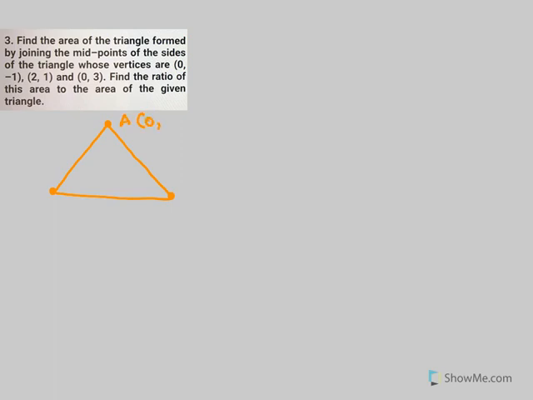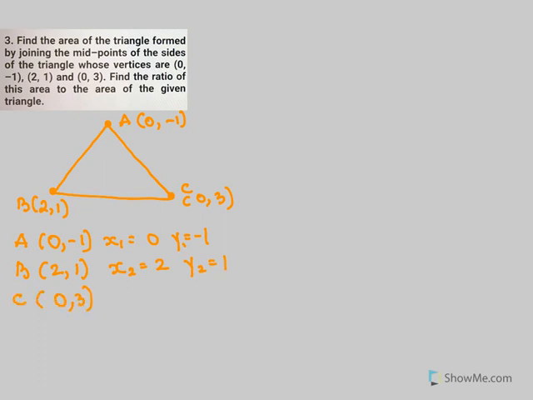A is (0, -1), B is (2, 1) and C is (0, 3). So A is (0, -1), x1 is 0, y1 is -1, B is (2, 1), x2 is 2, y2 is 1, and C is (0, 3), x3 is 0 and y3 is 3. We go ahead and use the formula.